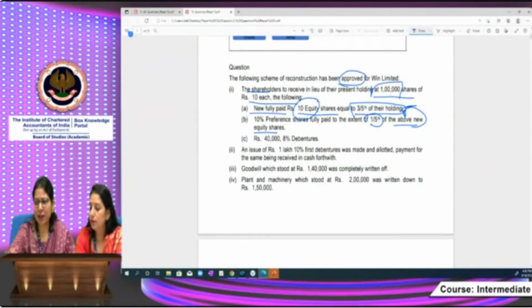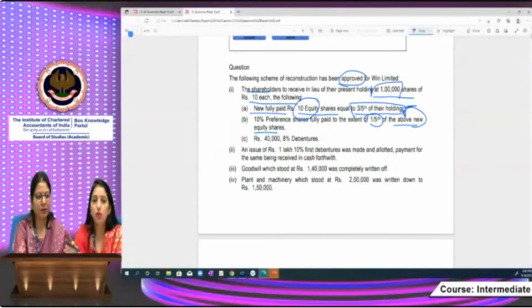It's a very simple calculation. You have to just calculate on the basis of the information. 1 lakh into 3 by 5. These are the new shares which will be issued. On the basis of this, you have to calculate preference shares. It means 60,000 equity shares will be issued, and 1/5 of the above new equity shares as preference shares will be issued. It means 60,000 divided by 5, which is 12,000 preference shares.